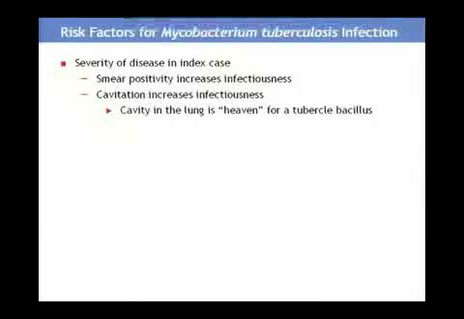The severity of disease in the index case is very important. We mentioned that smear positivity increases infectiousness, and cavitation greatly increases infectiousness. And as Dr. George Comstock, who you'll hear about several times in this course, once told me, the cavity in the lung is heaven for a tubercle bacillus. The cavity has all the nutrients needed by the tubercle bacillus to thrive, and therefore it can replicate many times, and the burden of tuberculosis in cavitary patients is much higher than in non-cavitary patients, and therefore can result in more tubercle bacilli being transmitted.